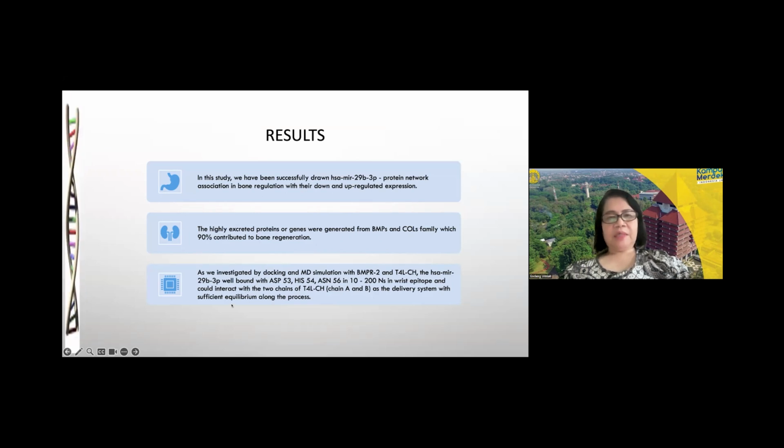As we investigated by molecular docking simulation, the bone morphogenic protein 2, T lysozyme, chitosan and the microRNA are well bound in aspartate amino acid, this amino acid being rich in epitopes, which could interact with two chains of T lysozyme chitosan, chain A and chain B, as the delivery system with sufficient equilibrium along the process.